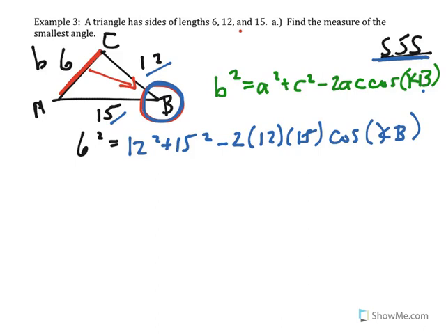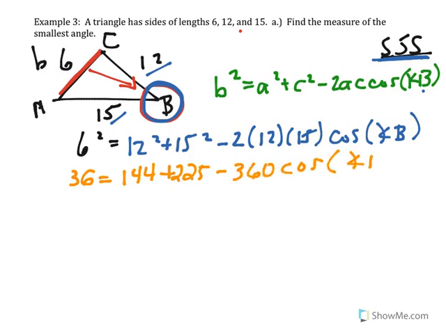And angle B is my variable. The weird thing is, how do we solve this? So I'm just going to clean things up. Anything that's squared, I'm just going to get a number for it. 6 squared is 36. 12 squared and 15 squared, so that's 144 plus 225 minus 2 times 12 times 15 is 360 times the cosine of angle B. Our whole goal here is to get angle B alone. Technically, the cosine of angle B alone.